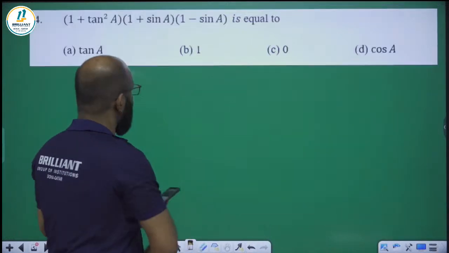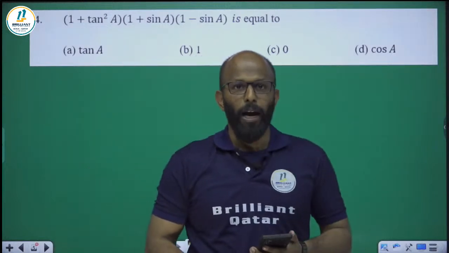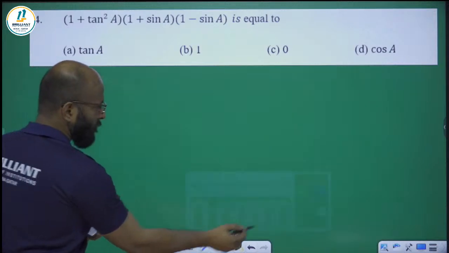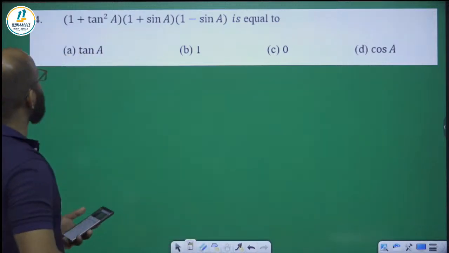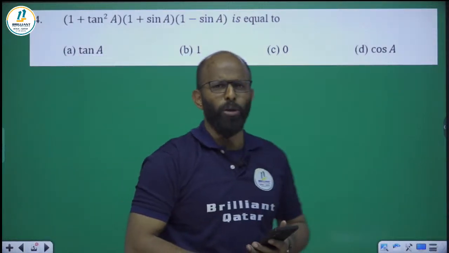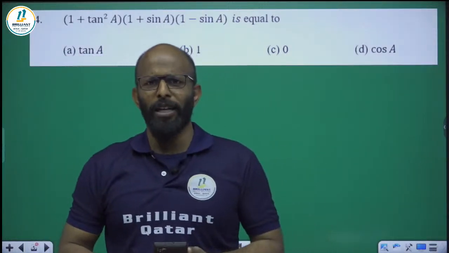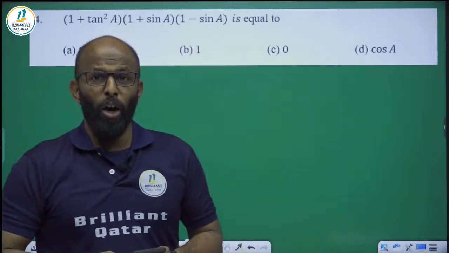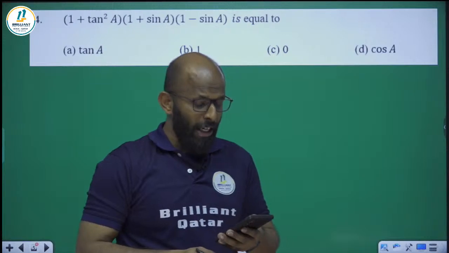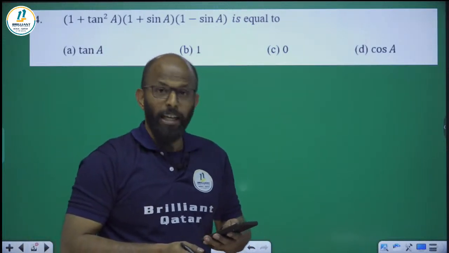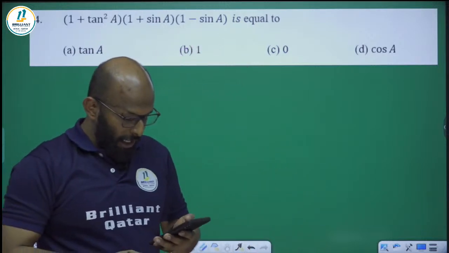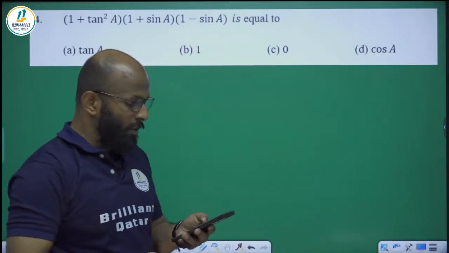Now we can move to the next question, question number 4. (1 plus tan square theta) into (1 plus sine A) into (1 minus sine A) is equal to what? I hope all of you know the answer without doing any calculation or steps. Are you able to answer? I will give 1 minute. Anybody, please comment. A lot of students are saying option D.